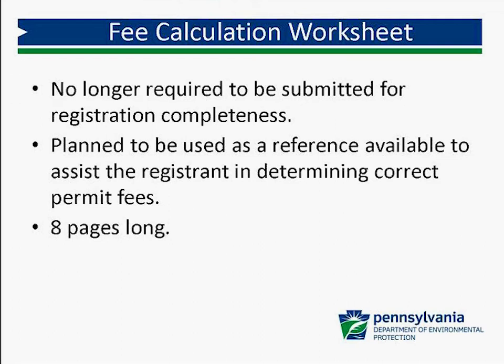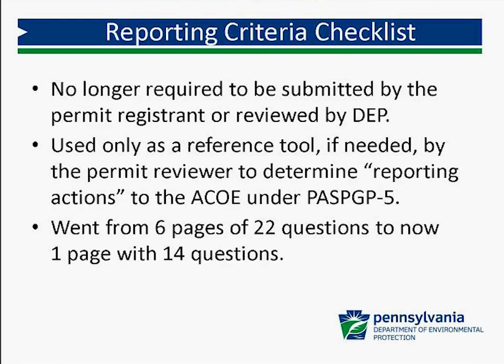Again, the reporting criteria checklist is now a review checklist. It will not be required to be submitted. It's for your use in helping you with your review from the applicant side and also from the reviewer side. It actually went from 6 pages to 1 page with 14 questions on. And we've attached a copy of the reporting criteria checklist so you have some idea of what it looks like.